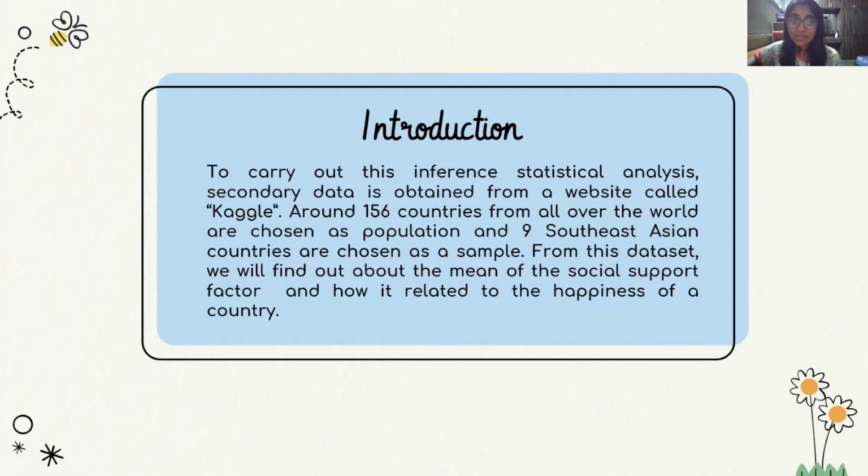Firstly, introduction. To carry out this inferential statistical analysis, secondary data is obtained from a website called Kaggle. Around 156 countries from all over the world are chosen as population, and 9 Southeast Asian countries are chosen as sample. From this dataset, we will find the mean of the social support factor and how it is related to the happiness of a country.